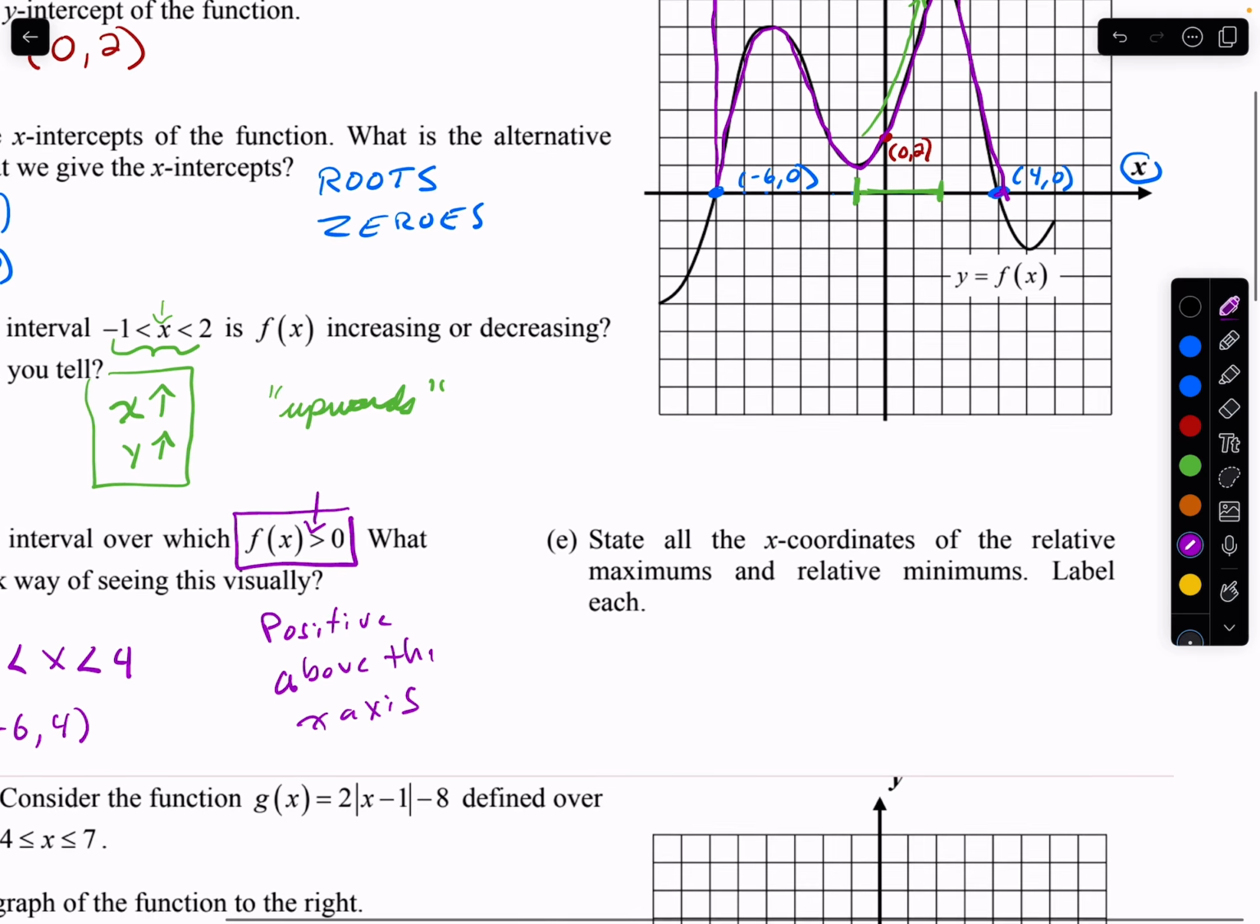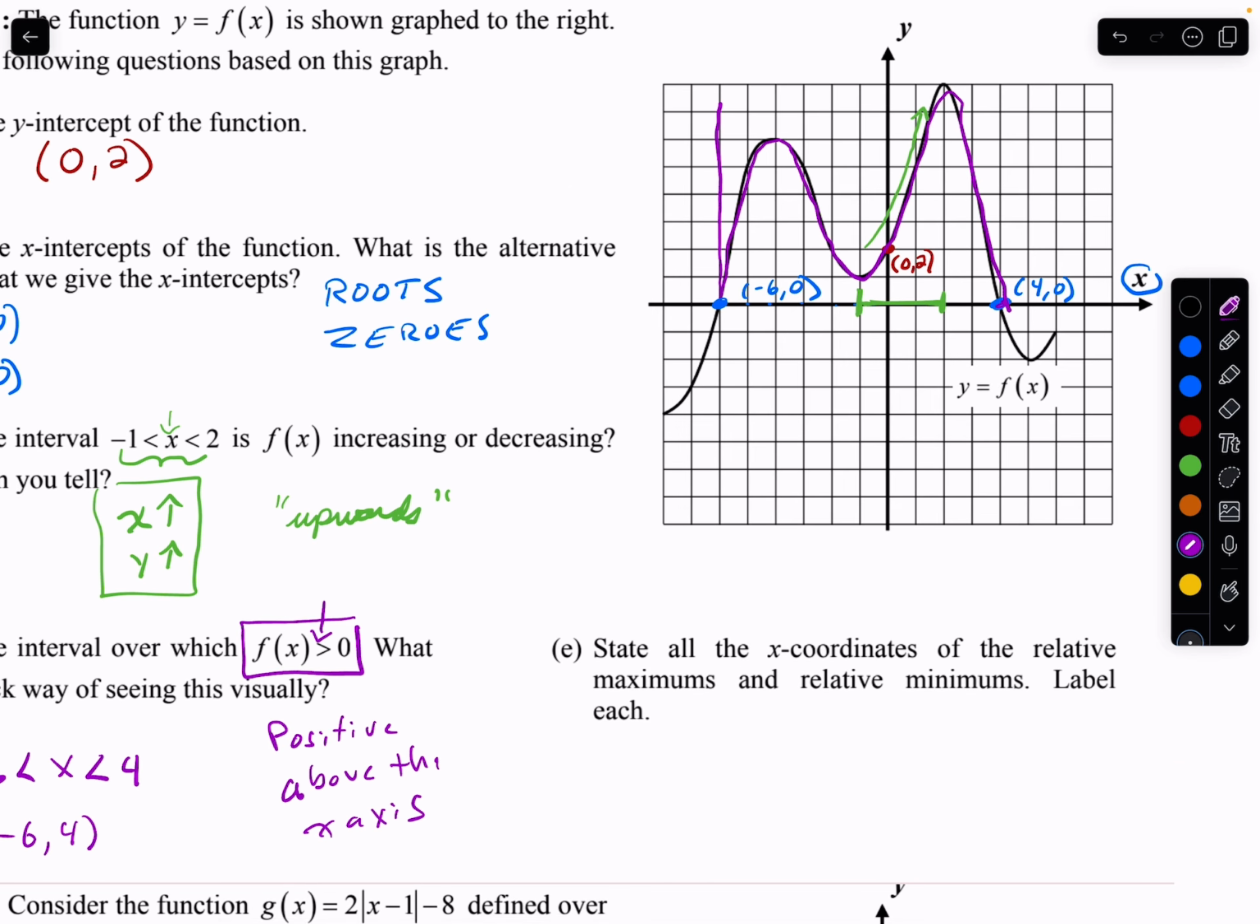Okay? And then a last little thing: state all the x-coordinates of the relative minimums and then relative maximums. Since we don't know what this function does beyond the graph, this point right here is a relative maximum. 1, 2, 3, 4, 1, 2, 3, 4, 5, 6. So we can say the point (-4, 6) is a relative maximum, because it's a highest point, but it might not necessarily be the complete highest point.